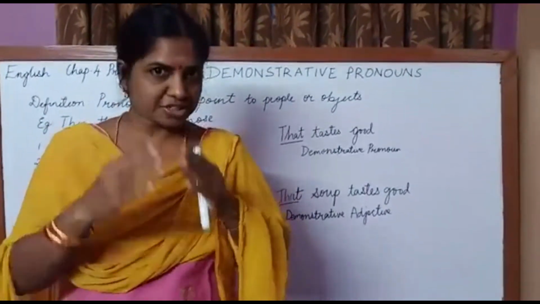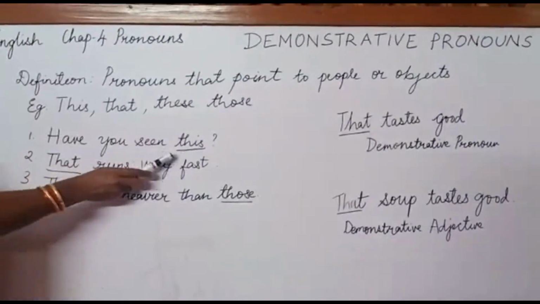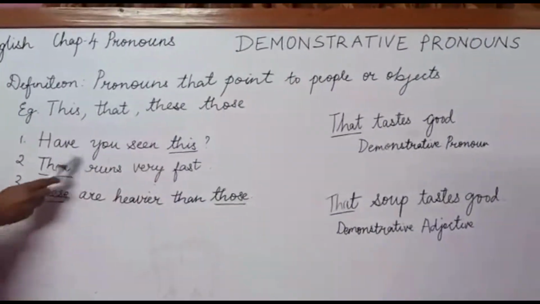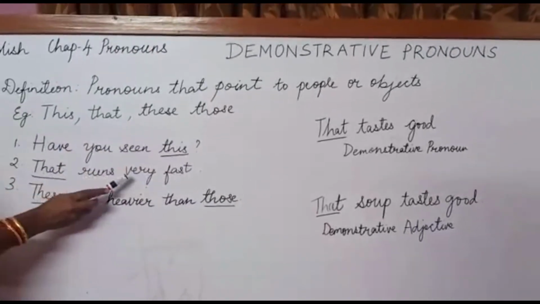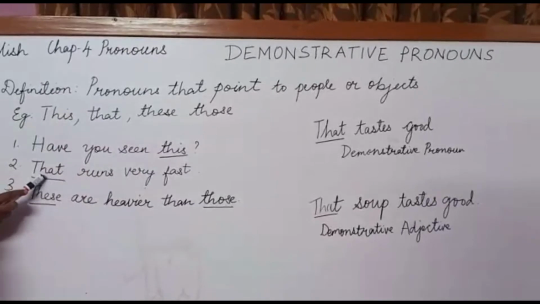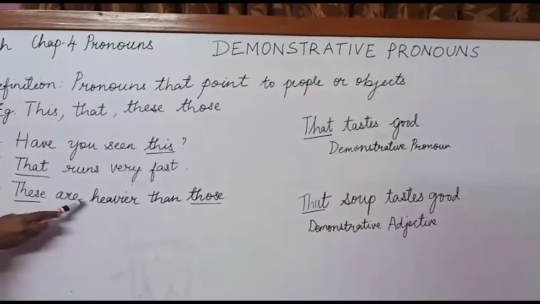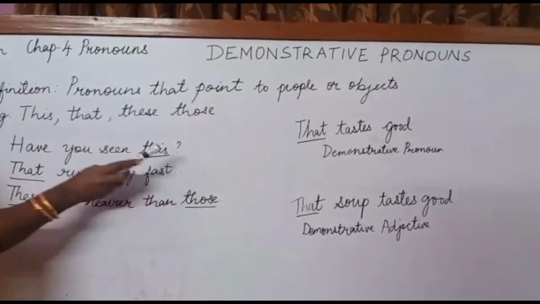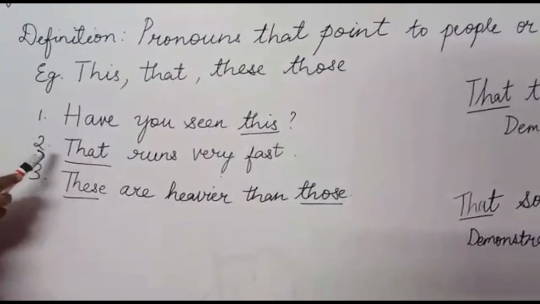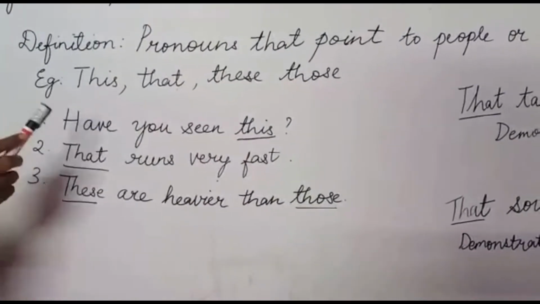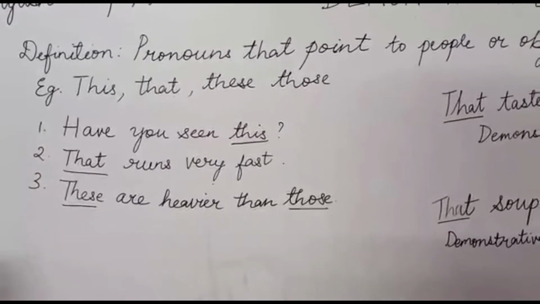Yes? Now let's check the examples. Have you seen this? So here this is the demonstrative pronoun. That runs very fast. So that is the demonstrative pronoun. These are heavier than those. So here these and those are the demonstrative pronouns as they are pointing out at something.